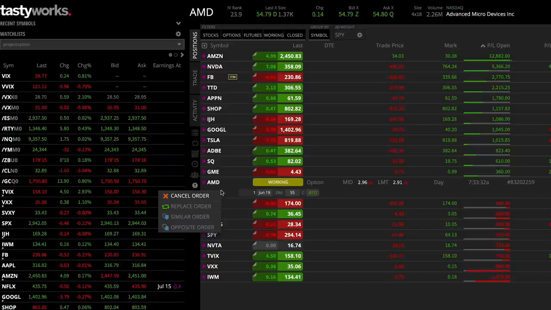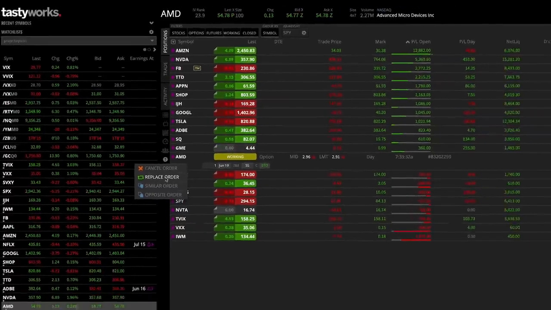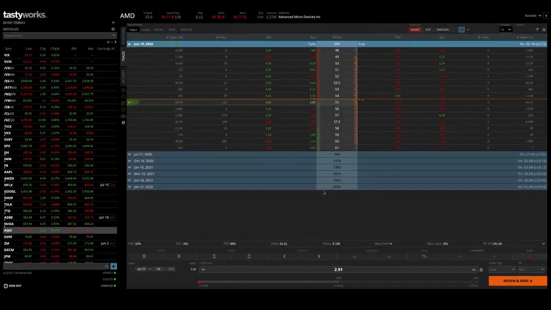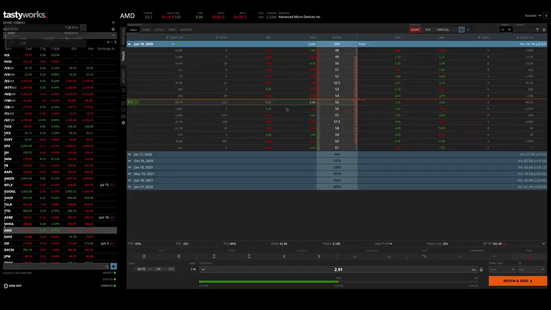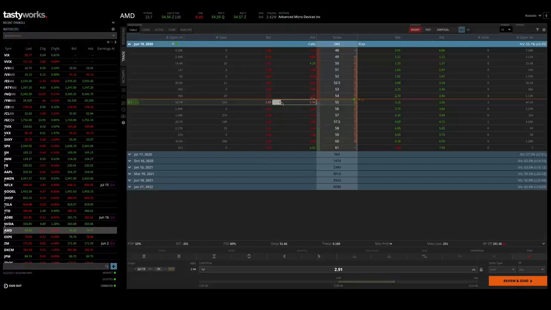Actually, I can just right click on this, replace order, and then we can see that we have this thing down here that's telling me my current order price is below the market, so to speak, because I'm trying to buy at $291 and the mid price is now, well, there we go. So I got filled at $291. So that is exactly how you fill a trade.